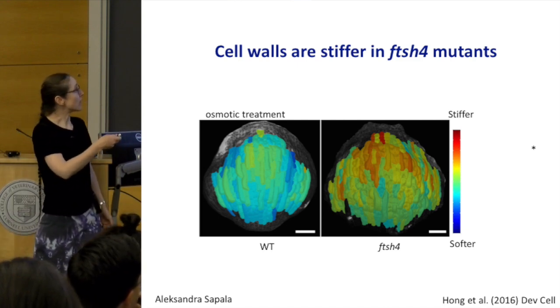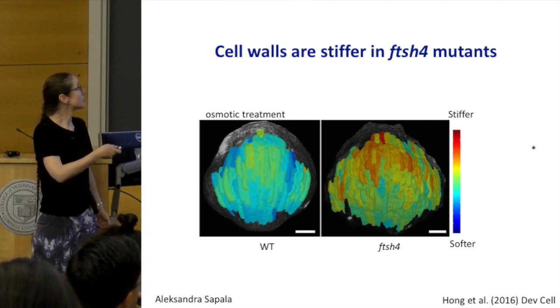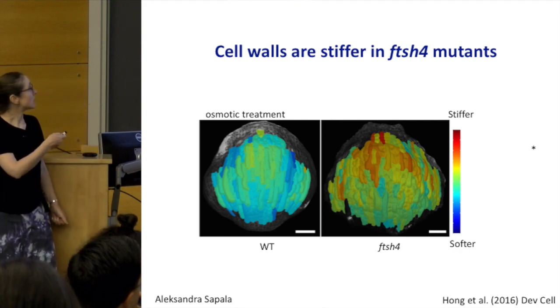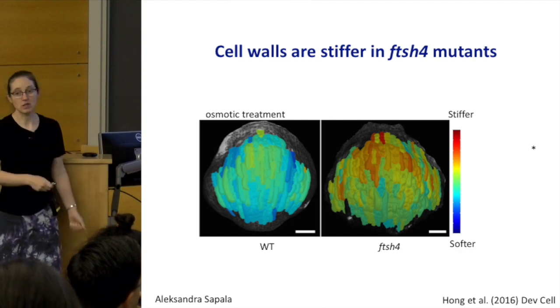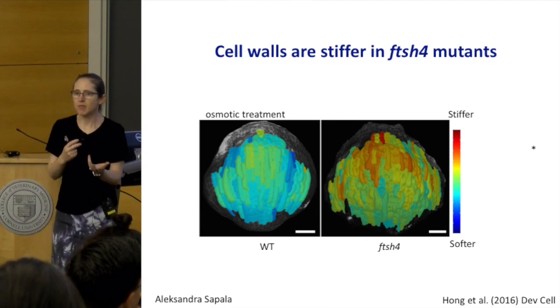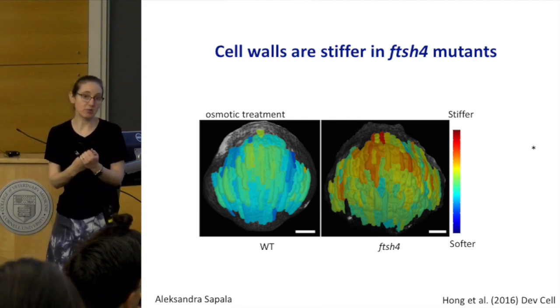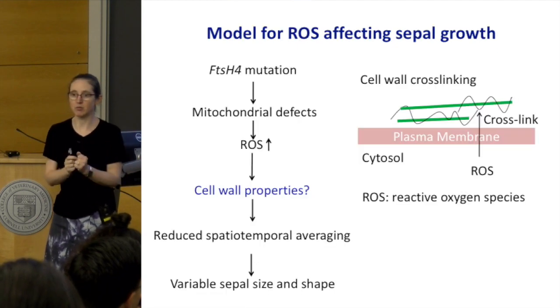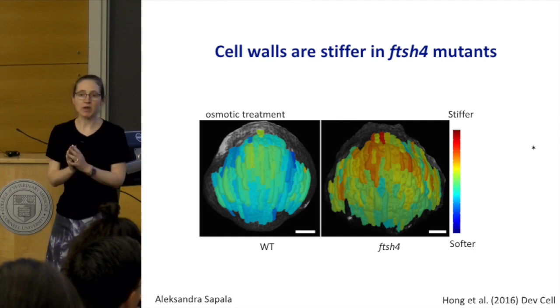And so, we've got another heat map. Stiff is in red, soft is in blue. You can see wild type is distinctly softer than FtsH4. So what does this all mean? This is one thing reactive oxygen species might be doing. It might be making the cell wall stiffer, which might be interfering with spatial temporal averaging. And this is something we have to figure out in the future.